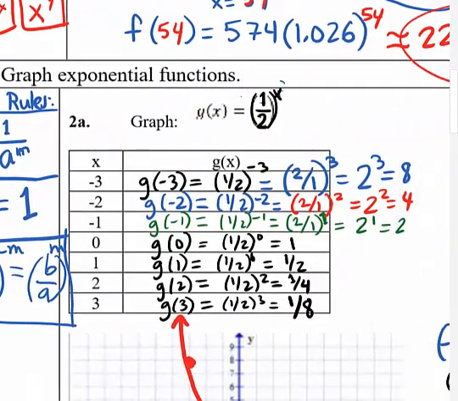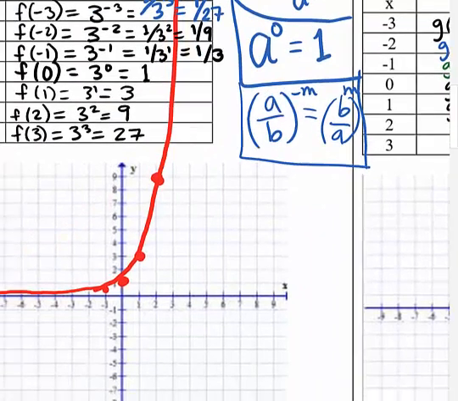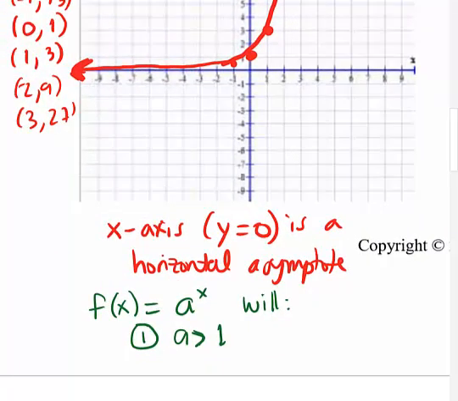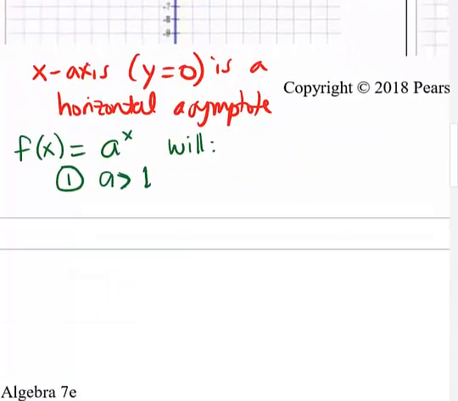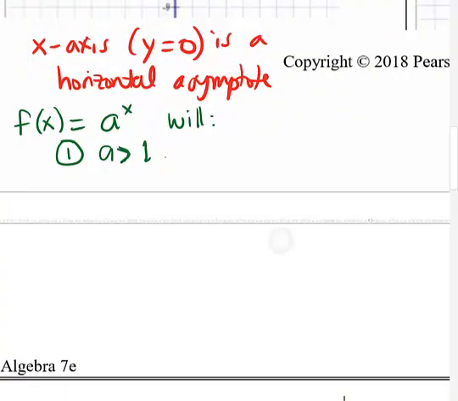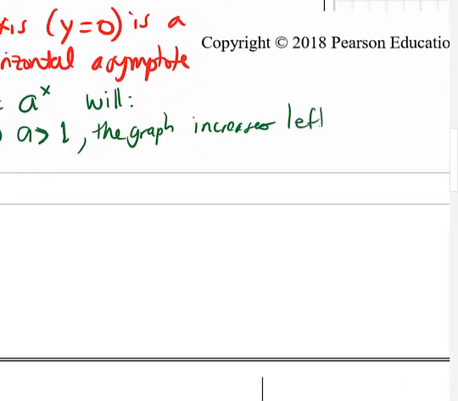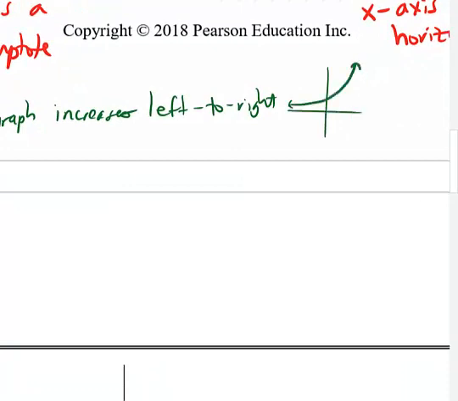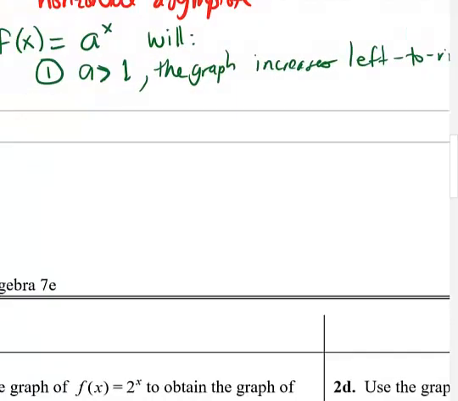But notice the base in the second one was less than 1. That's the cutoff point between when it'll be increasing to the right or decreasing to the right. So if a is greater than 1, the graph increases left to right. It looks like this, like the leftmost graph that we graphed up there.